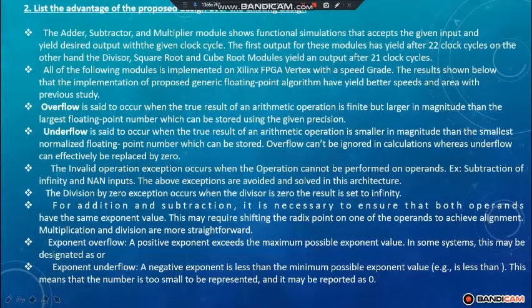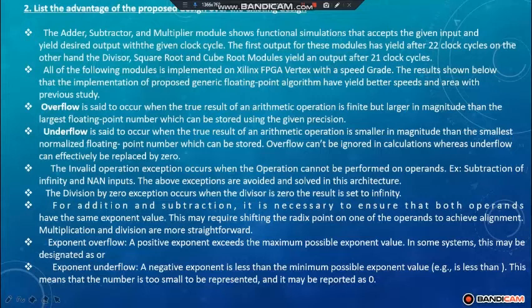itself. Basic ALU programs take more time, 22 clock cycles, but the divisor, square root and cube root, though more complex, take 21 clock cycles. All of the following models are implemented on Xilinx FPGA Virtex with a speed grade. The result shown below is that the implementation of the proposed generic floating point algorithm has yielded better speed and area than previous studies.